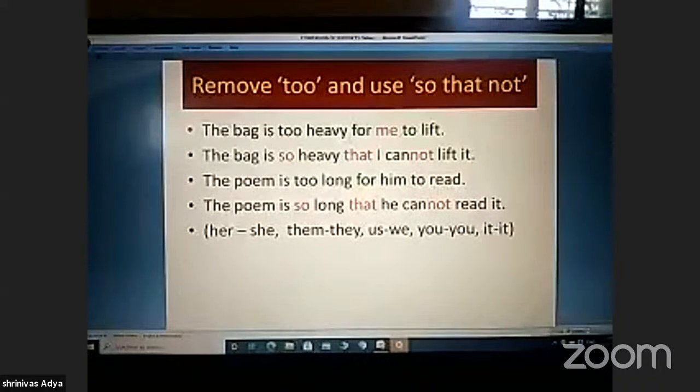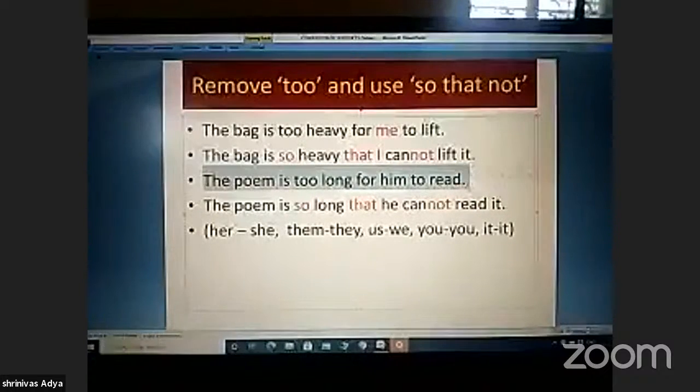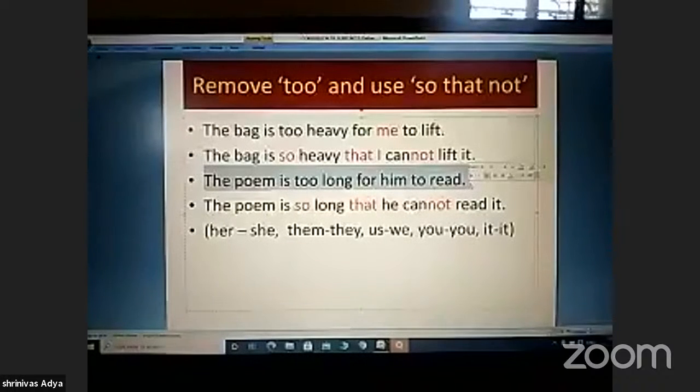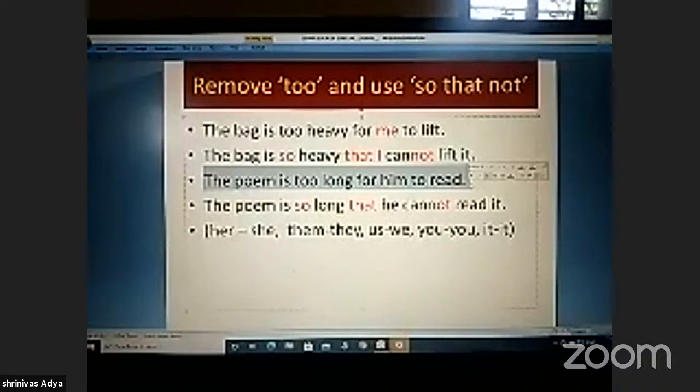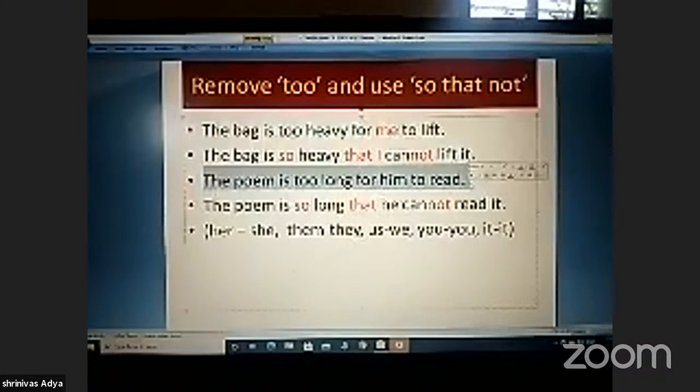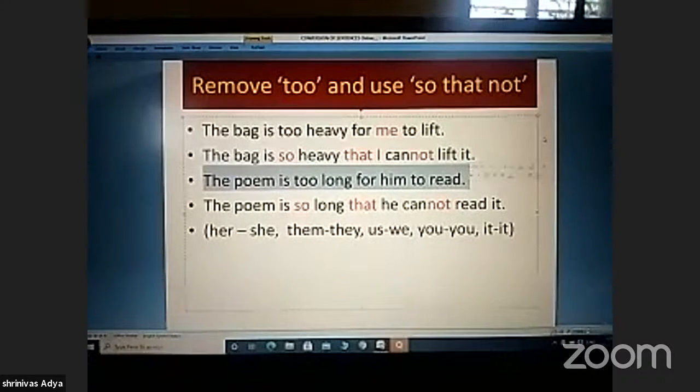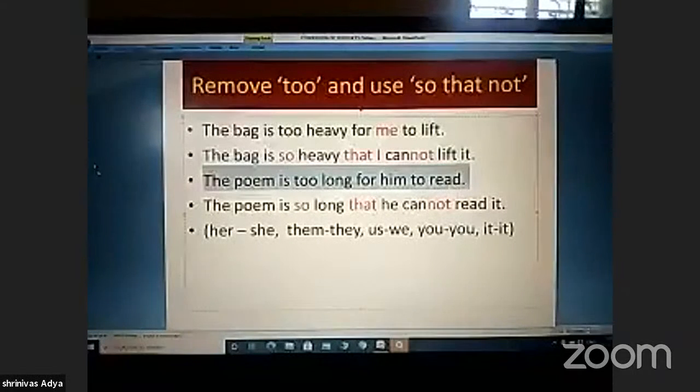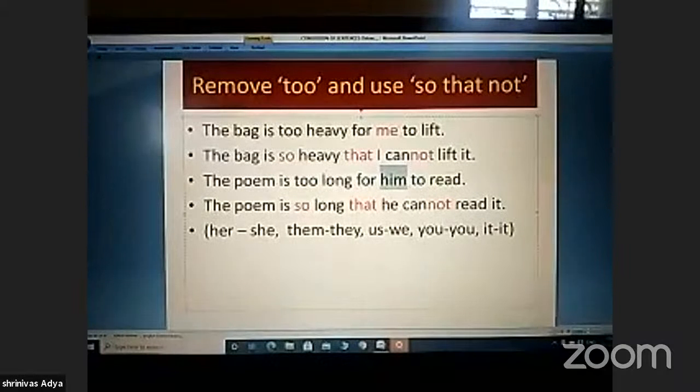One more example. The poem is too long for him to read. Write down this sentence. Now this time, can you tell me which pronoun has come? Him. So this pronoun him, when you rewrite this sentence using so that not, will change to he.